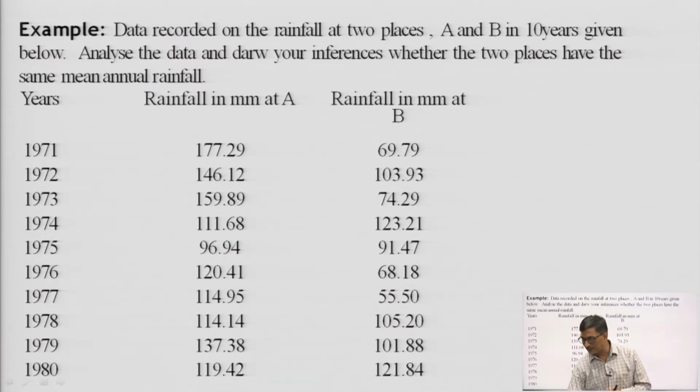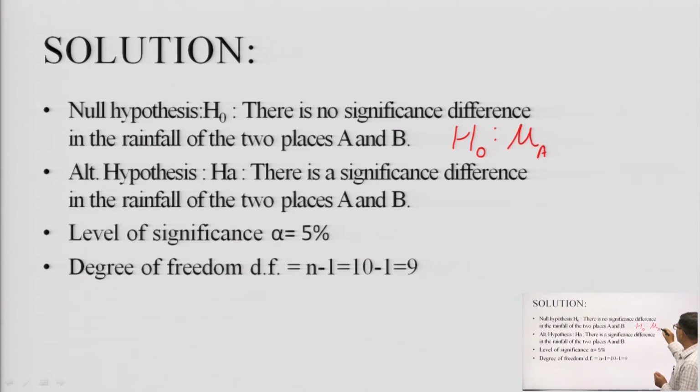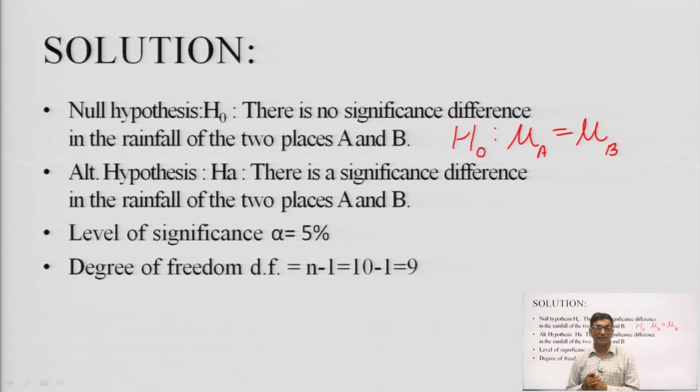So we apply the paired t test. First we write the null hypothesis. The null hypothesis, as we know, is that there is no significant difference in the rainfall of the two places A and B, or mathematically we write it as H naught such that mean of rainfall in place A is equal to the mean of rainfall in place B.